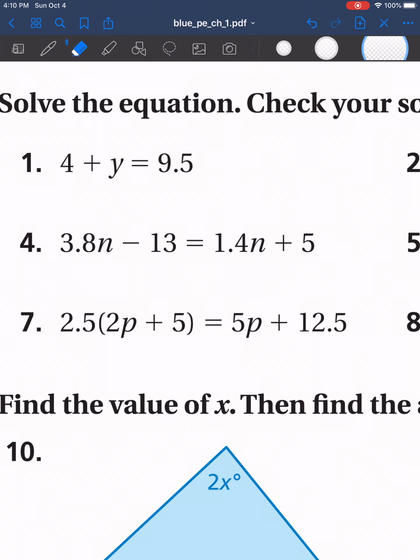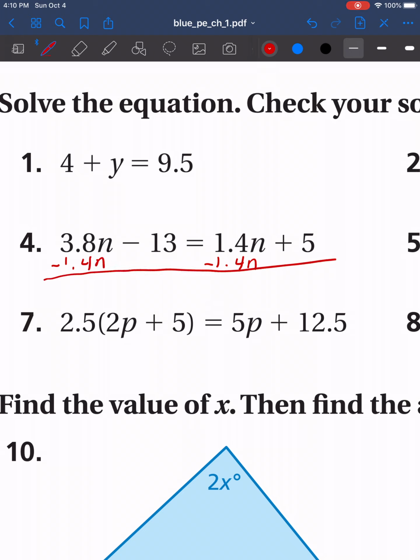Number 4 looks like we have n's on both sides, and I only want n's on one side. So I'm going to subtract 1.4n. That way I can get them on one side. And I could have done the 3.8, but I'm going to do the 1.4 because then I can subtract nicely. Okay, 8 minus 4 is 4. Bring down my decimal. 3 minus 1 is 2. It's going to be positive. What was I doing? Okay, so it's 2.4n minus 13 equals 5.